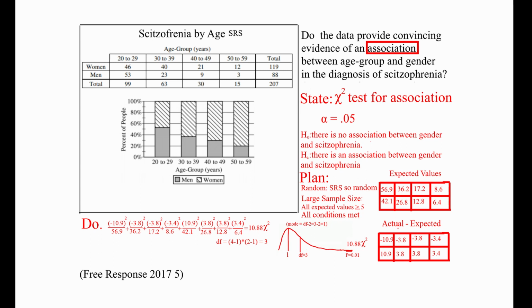We can then use a chi-squared statistic and the degrees of freedom to determine our p-value. A chi-squared value of 10.88 and a df of 3 results in a p-value of 0.01. In the conclude portion, we interpret the probability that a result this extreme will happen.